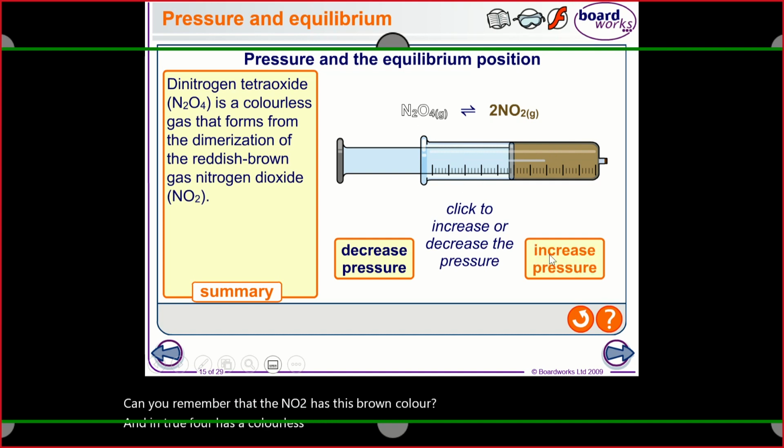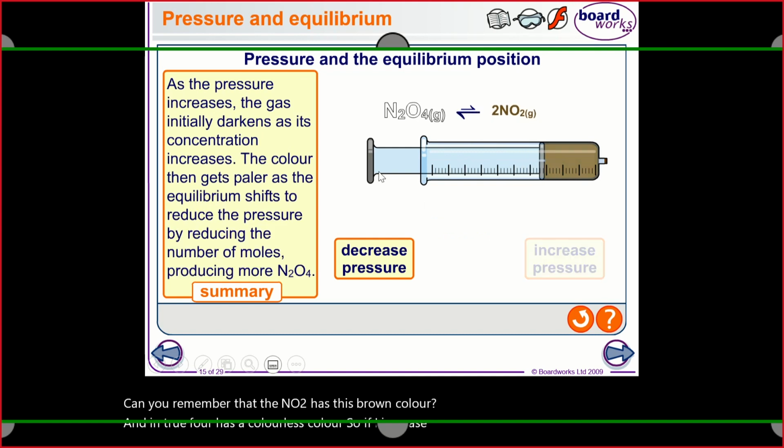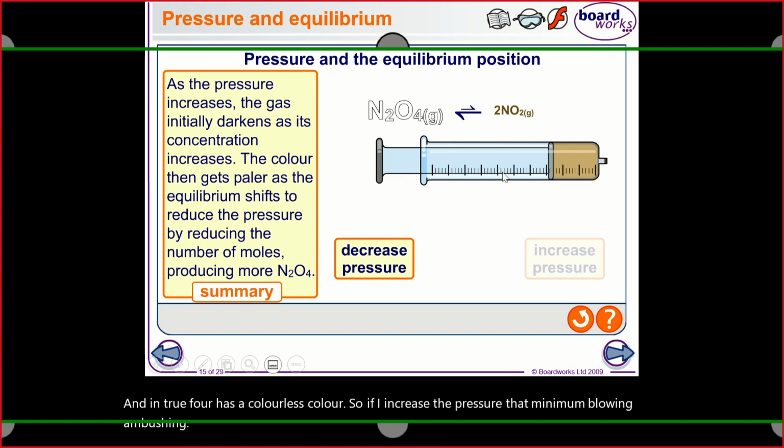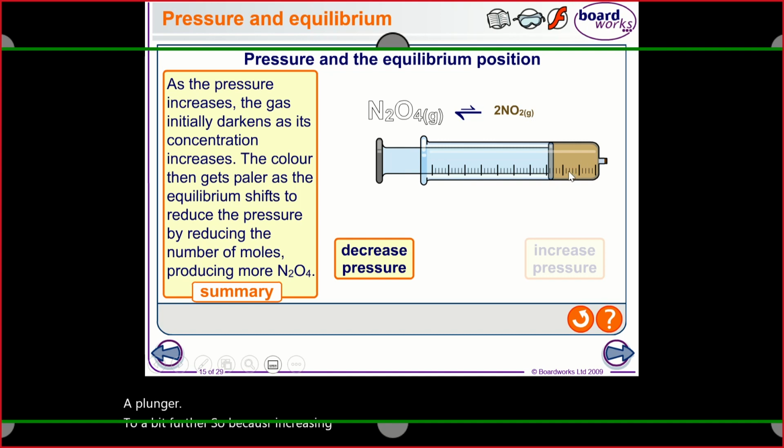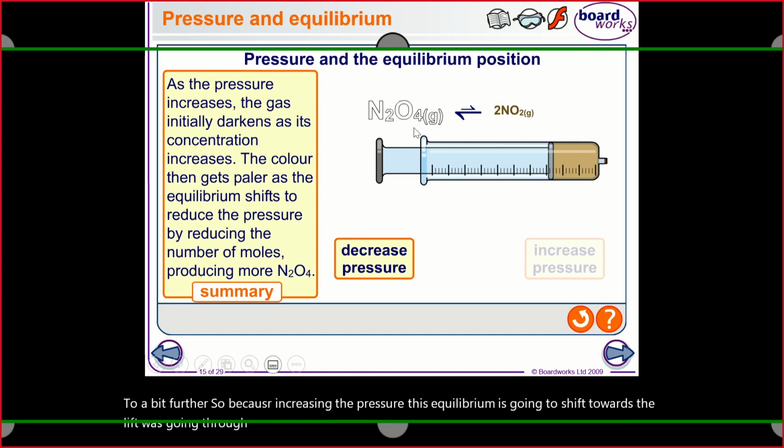So if I increase the pressure, that means I'm pushing this plunger a bit further. Because you're increasing the pressure, this equilibrium is going to shift towards the left. Why is it going to shift towards the left? Because on the left-hand side you have fewer gaseous molecules.